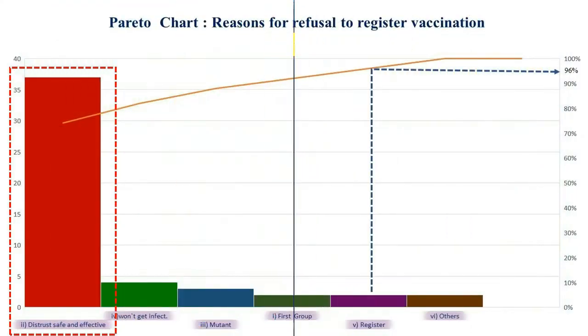Preprint study, Vaccination Education App 1, shows that most people do not take the COVID-19 vaccine because they question the safety and effectiveness of the vaccine.